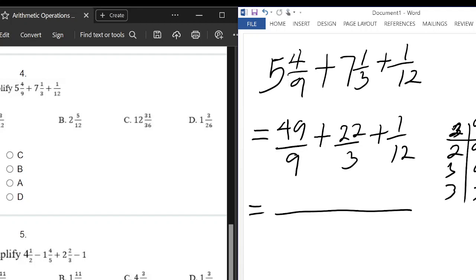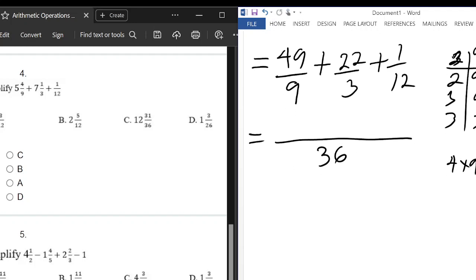So 2 times 2, that is 4. That is 4 times 9. 4 times 9 equals what? 36. So that means the LCM is 36. So next, 36 divided by 9, that gives 4. So 4 times 49 gives us 196. So this will be 196 plus 36 divided by 3, that is 12. So that means 12 times 22, that gives 264 plus 36 divided by 12, that is what? 3. 3 times 1 is 3.